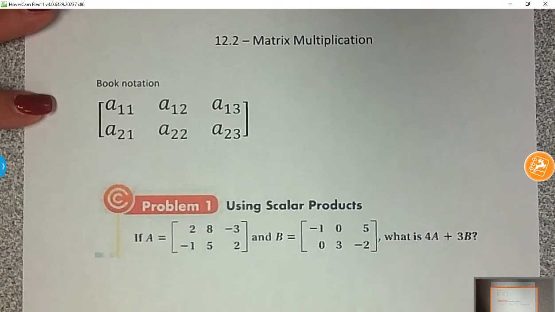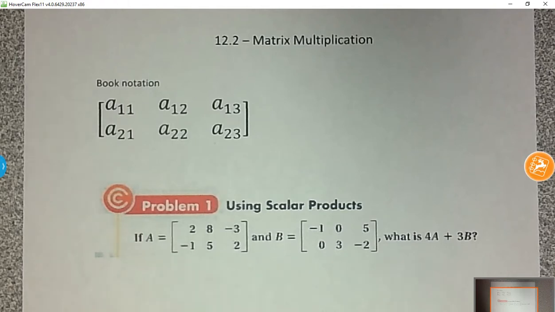All right, section 12.2 is about matrix multiplication. We're going to do a little bit more scalar multiplication and solving an equation using scalar multiplication, and then we're actually going to multiply one matrix by another.